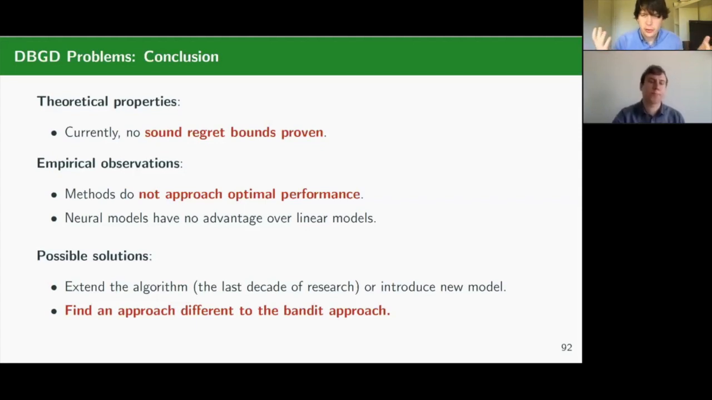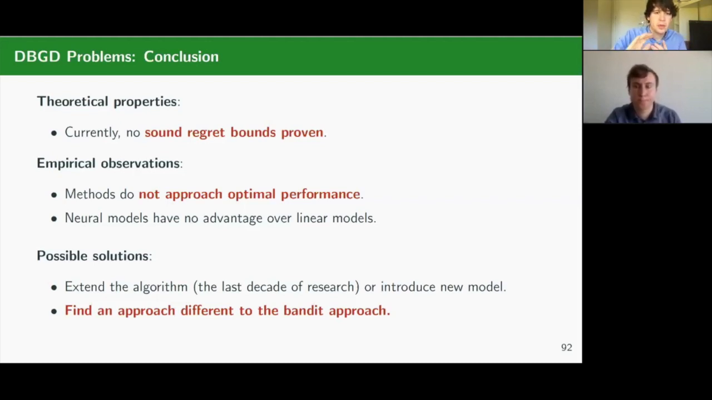There's two solutions, broadly speaking. The first one is we can extend the algorithm. We can think of how do we improve dueling Bandit gradient descent. For instance, maybe we can introduce a model that doesn't have these issues. This is basically the last decade of research. So we've seen 10 years of people trying to improve on it by extending dueling Bandit gradient descent. It hasn't led to better points of convergence.